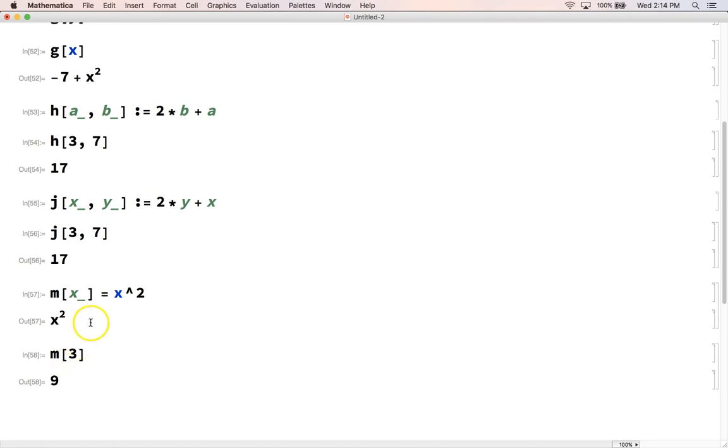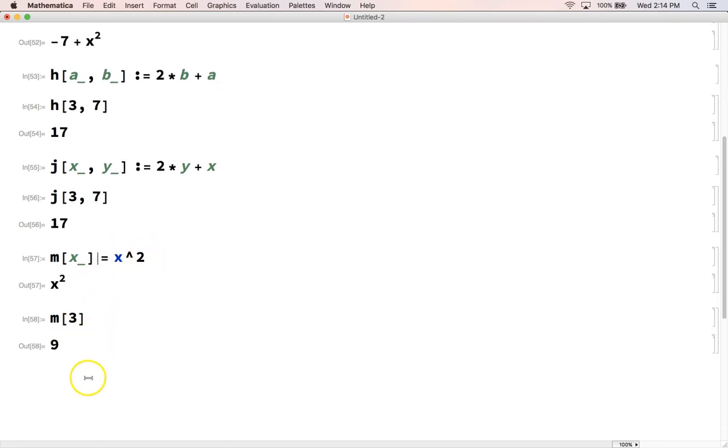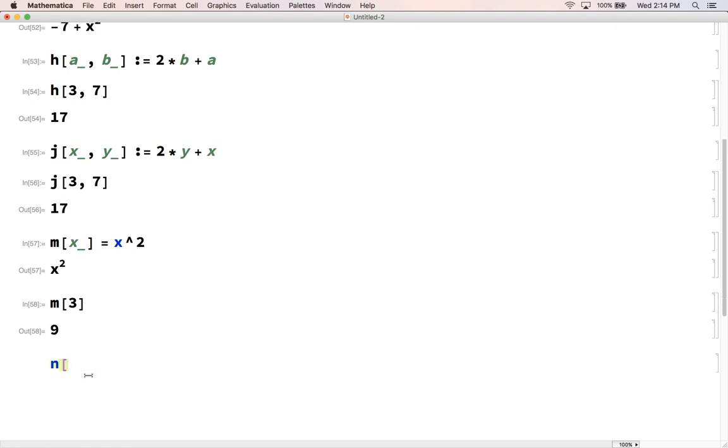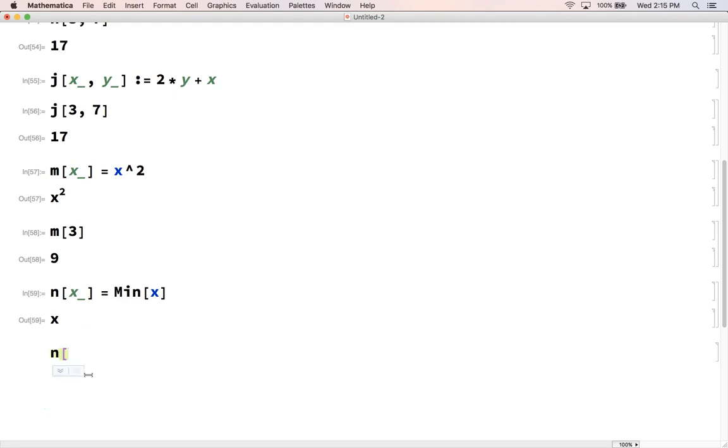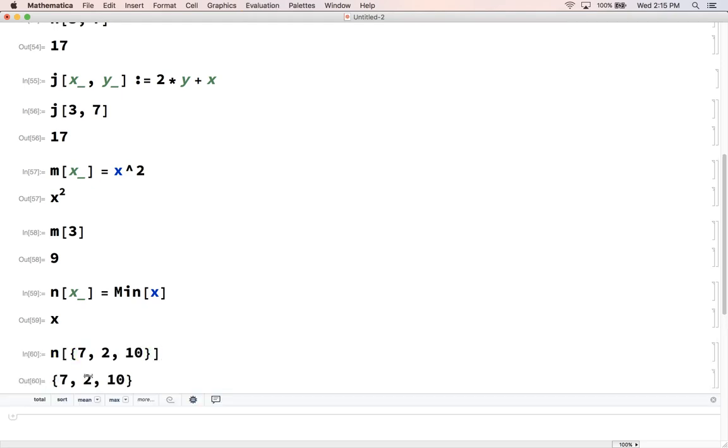But what about an example where it doesn't work? So let me define a new one. Let me do n x underscore equals the minimum of x. So here I'm not thinking of x as a number, I'm thinking of x as a list. And let me try it out and see if it works. This is an example where it's not going to work. So let me do, as my input x, 7, 2, 10. So that didn't work. I was hoping to get the output 2, but instead I got as output this entire thing. And what's the reason for that?